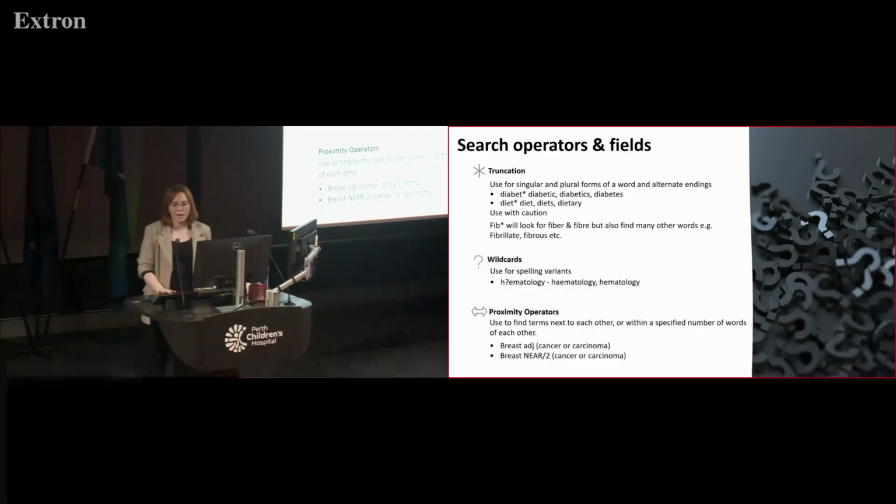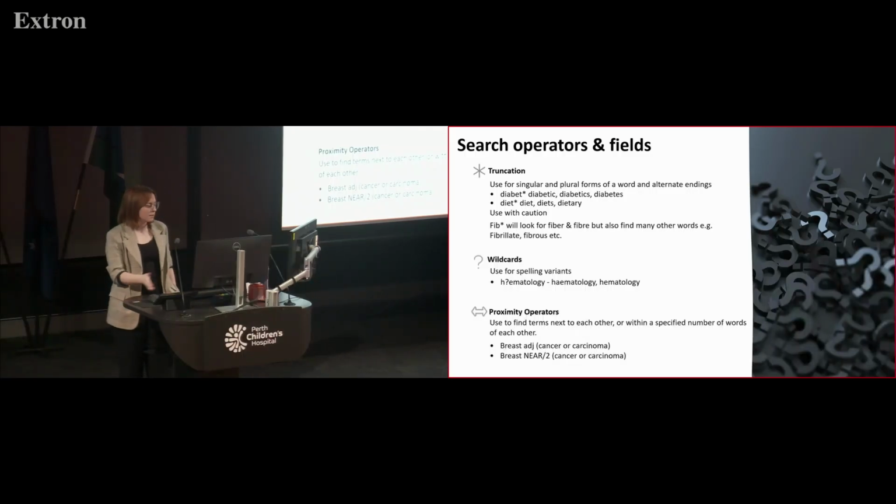Just pop it in where the A would be, and it will find the two different spelling versions of that word. Proximity operators are really useful to help you tidy up your search, or where you've got phrases that can just differ slightly with one word.